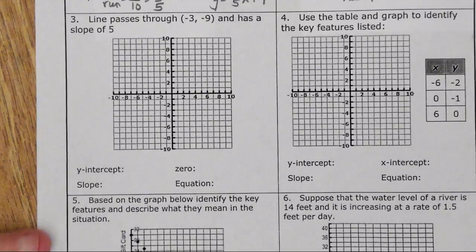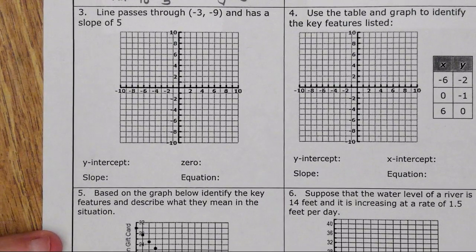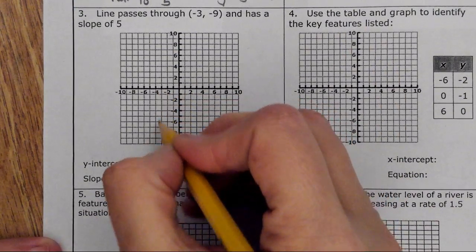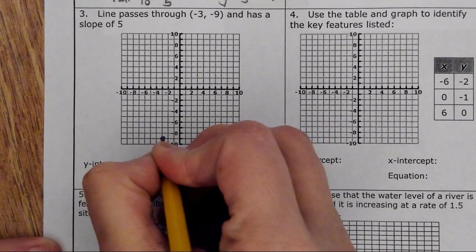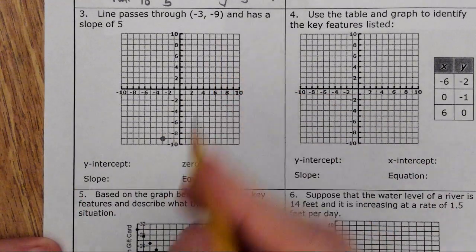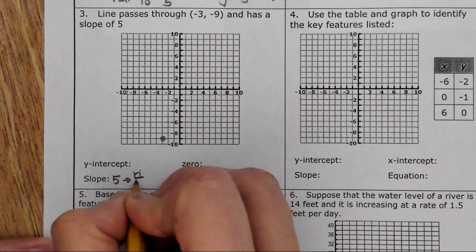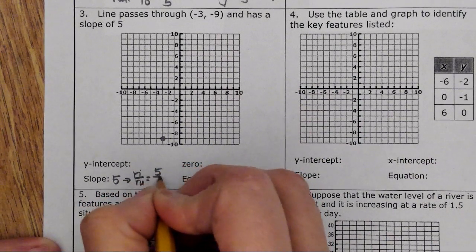Okay, let's look at number 3. Number 3 says the line passes through -3, -9, and has a slope of 5. So this time they didn't give me the y-intercept, but they gave me the slope and a point. And just like I do with the y-intercept, I can use any point to start graphing points on my line. So I'm going to plot -3, -9, and then I'm going to look for my slope. Again, it says my slope is 5. I need to turn that into rise over run. So that's going to be 5 over 1.